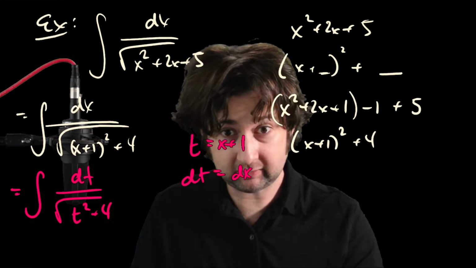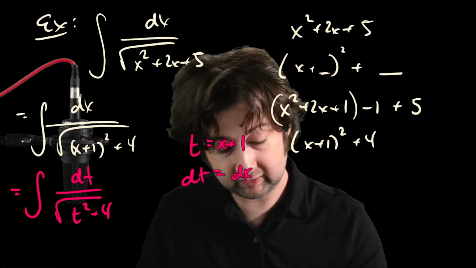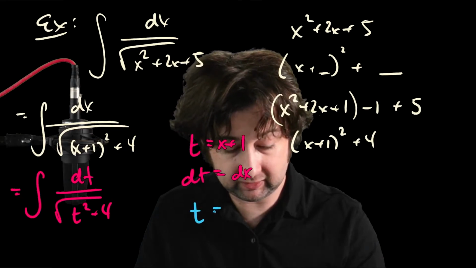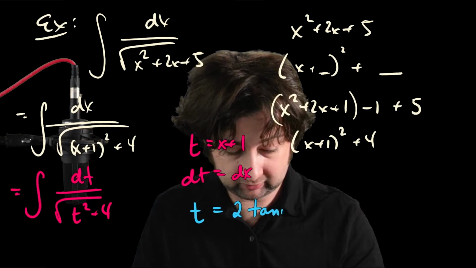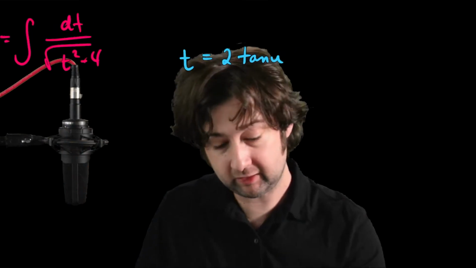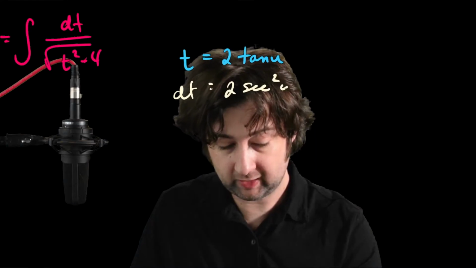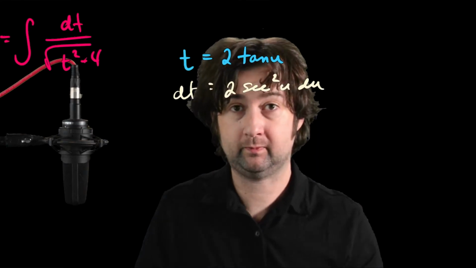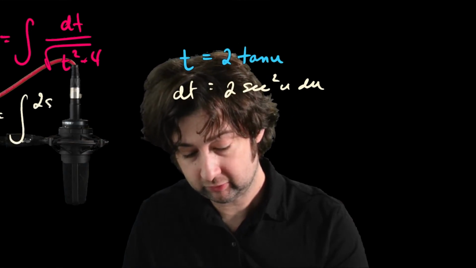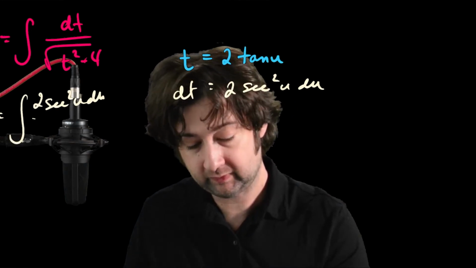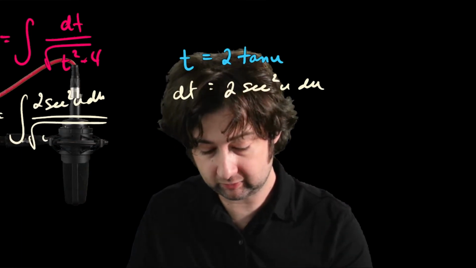So our pattern tells us that this is an x squared plus a squared with a is equal to 2. And that means the substitution I'm going to make is I want t to be equal to 2 times the tangent of u. I'm also going to need to know that dt is equal to 2 times the secant squared of u du. Now let's make the substitutions. This is equal to 2 secant squared u du. And on the bottom, I'm going to get the square root of 4 tangent squared plus 4.